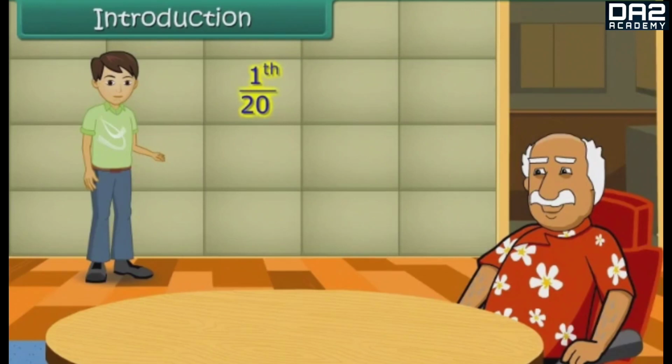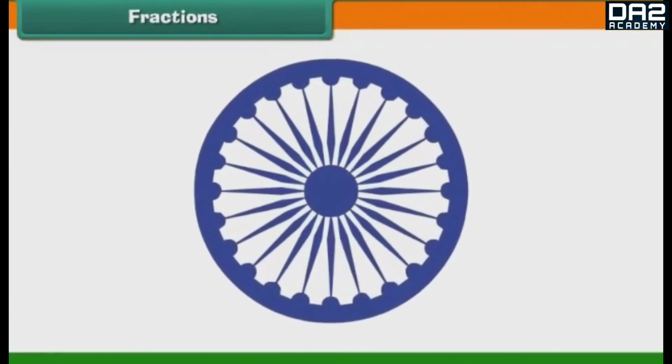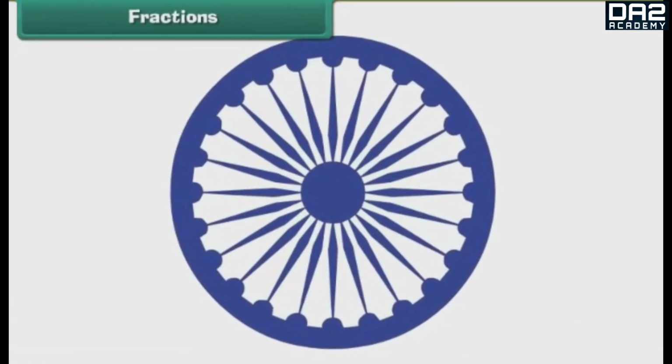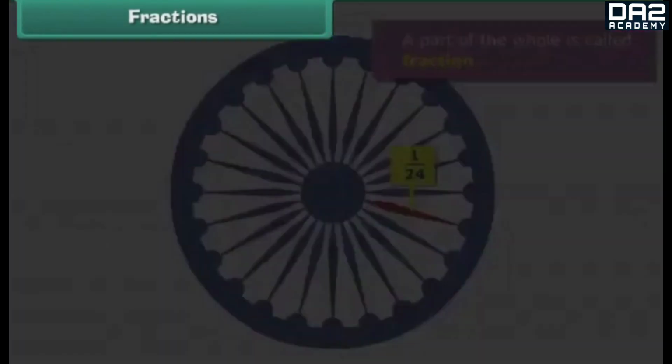In this lesson, you will learn more about fractions. Fractions. Consider the Ashoka Chakra. It has 24 spokes. The spokes divide the wheel into 24 equal parts. Each part is 1/24th of the whole wheel. A part of the whole is called a fraction.